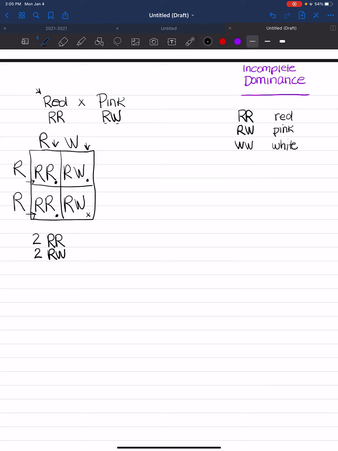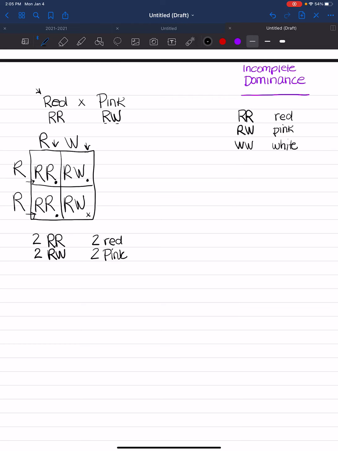And step 4 is to write all the possible phenotypes. So I know that these 2 possible offspring are going to be red, and I know that these 2 offspring are going to be pink. Sorry, I'm not paying attention.